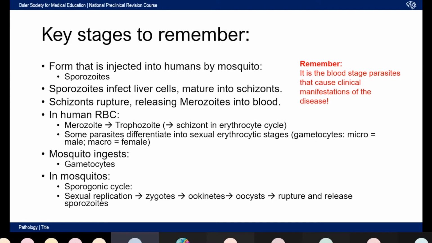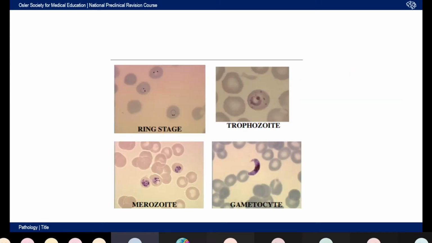Then in the red blood cells, there's both an erythrocytic cycle and also a sexual erythrocytic stage, which forms the gametocytes, and then it's the gametocytes that the mosquito ingests. And also it's the blood stage parasites that cause the clinical manifestations of malaria. So yeah, these are the important stages to remember. And this is just an image to show just how different the parasite looks in each of the stages.